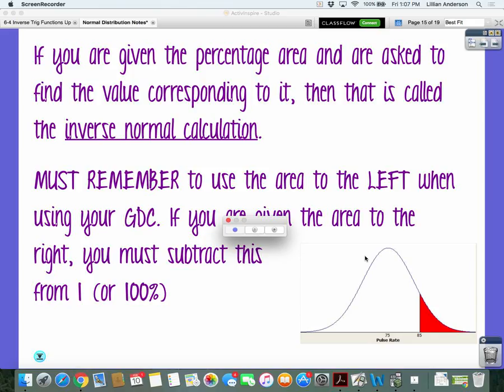So if you draw your normal distribution curve and the shaded area is on the right, you can't plug in this probability into your calculator. You have to plug in the probability that's to the left of that x value. So how do you find that? You just subtract it from 1 or 100%, depending on how they give the answer to you, whether it's a probability or a percentage.